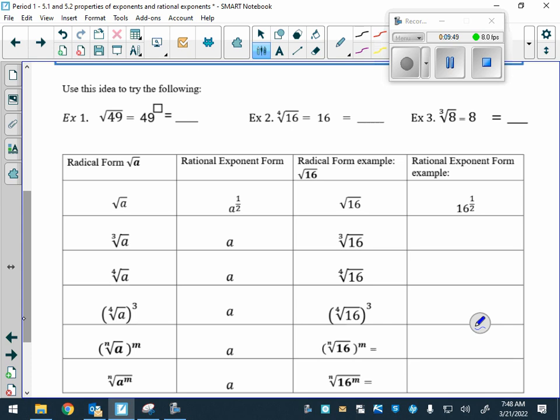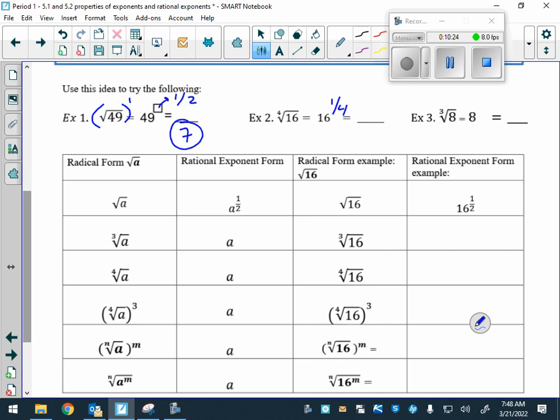Okay, so anytime you see the square root of 49 or the square root of some number, it is rewritten as 49, and in this box, to the 1/2. Okay? Square root is represented by 1/2. So, what is the square root of 49? 7.